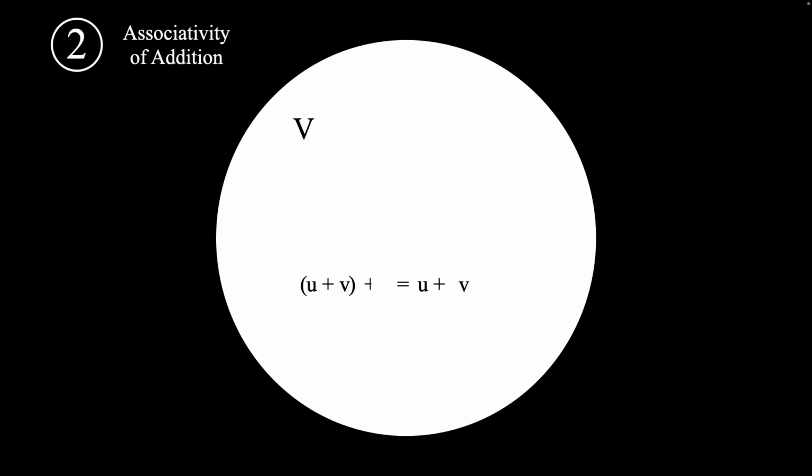Axiom 2. When adding together any three elements in the vector space, the sum remains the same, regardless of how the elements are grouped. So it doesn't matter if you add U plus V first and then add W, or if you add V plus W first and then add U. This property is known as associativity of addition. Axiom 3. There is an element called the zero vector that lives in the vector space with the following property. For any element U, if you add 0 to it, it does nothing and you are left with the original element. This zero vector is also referred to as the additive identity.